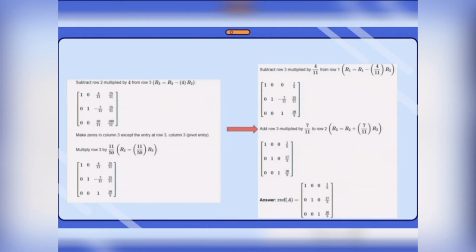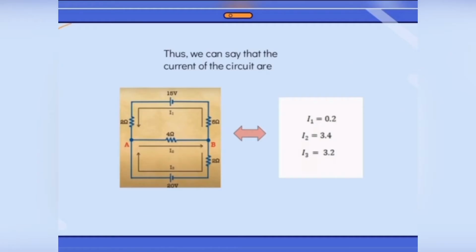After we simplify, the final matrix of RREF is 1 0 0, 1 over 5, 0 1 0, 17 over 5, 0 0 1, 16 over 5. Thus, we can conclude that the current flow of the circuit is I1 equals 0.2, I2 equals 3.4, and the final one, I3, is 3.2.